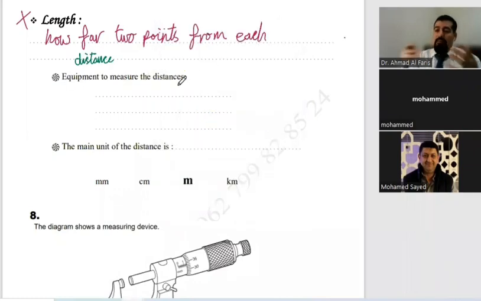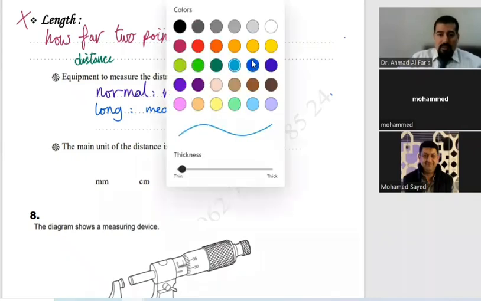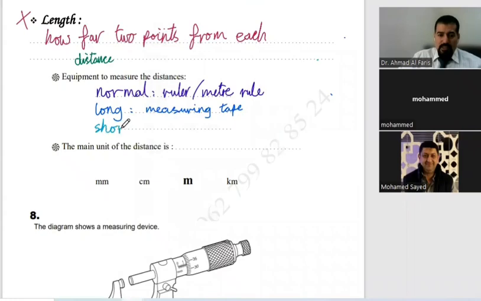Now, what are the equipments that we use to measure distances? I'm not talking about the units, I'm talking about the equipments. If I want to measure my height, the length of the mobile, the thickness of a paper, or the distance from me to that building here, what am I going to do? It depends on what we need to measure. If I'm talking about normal distances, I will use a ruler or a meter rule. For long distances, I will use a measuring tape. But if I have short distances, like the thickness of a paper, I will use a micrometer screw gauge or vernier caliper.